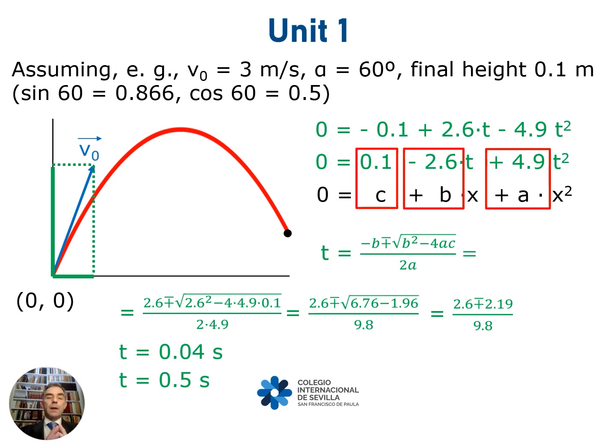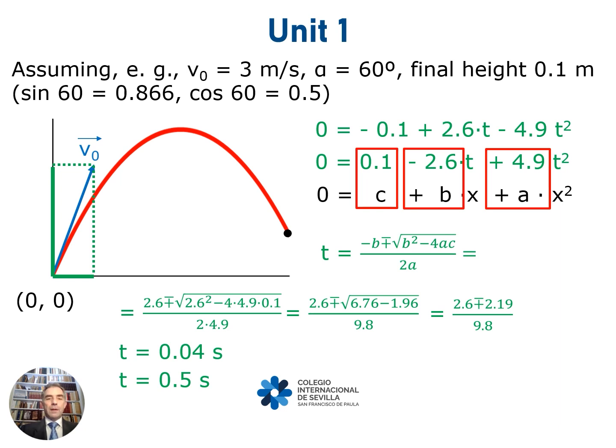Let's now analyze what that means. Again, the question we have asked Dr. Mathematics is, at which value of time does a water drop launched from the origin of coordinates at 3 meters per second, 60 degrees above the horizontal, reach height 0.1? What's the meaning of this?